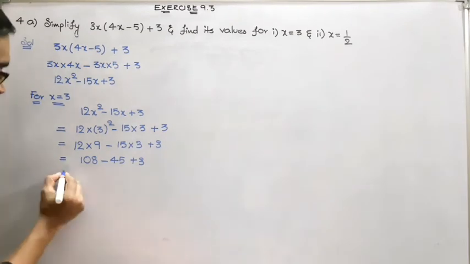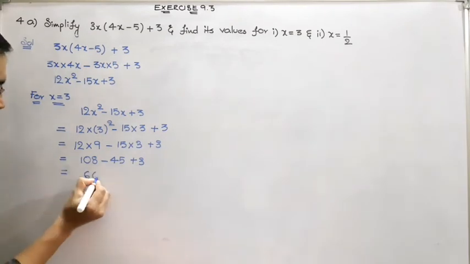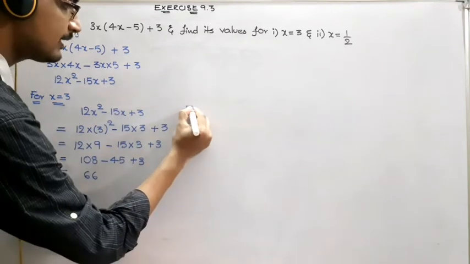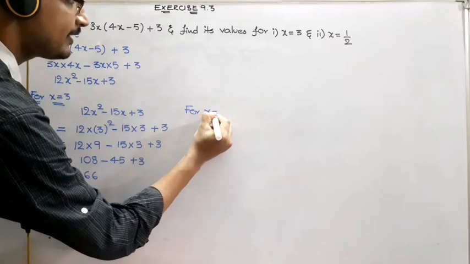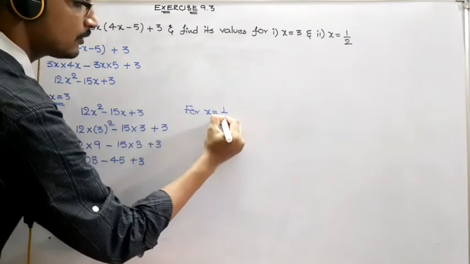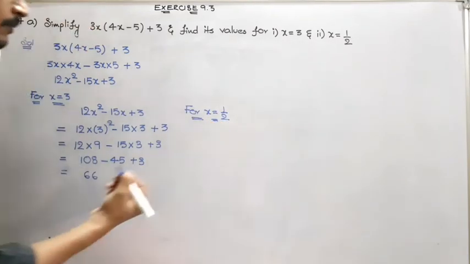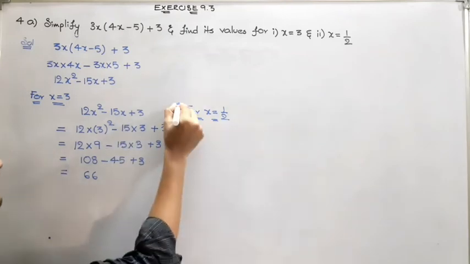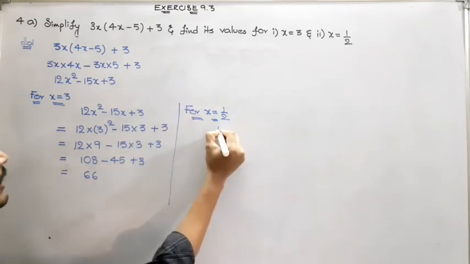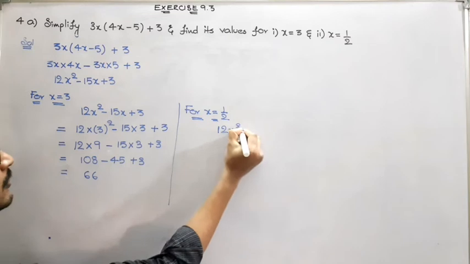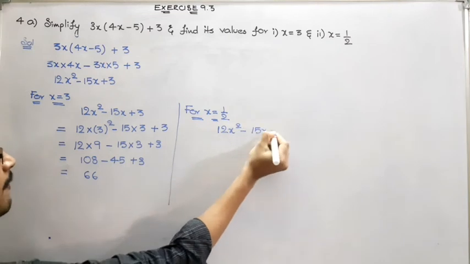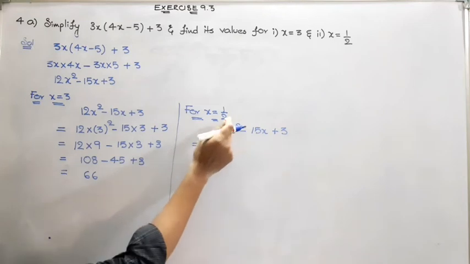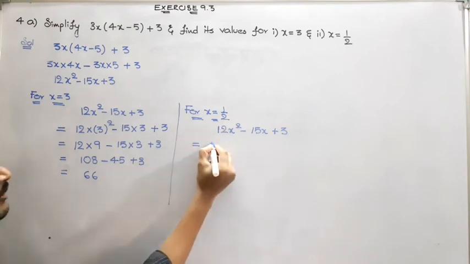Okay. The value is going to be 66. And the same we have to find for x is equal to 1 by 2. Look, so we have the expression again as 12x square minus 15x plus 3. We have to substitute the value of x as 1 by 2 now.